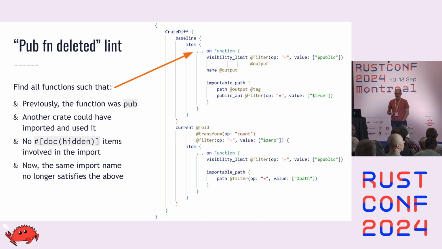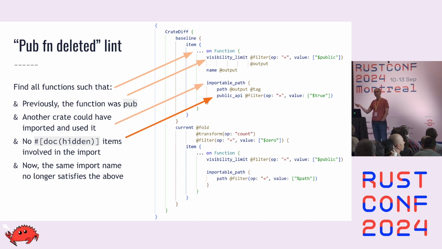And it says, find all functions inside the baseline that are public, because private functions can't cause breaking changes, that are importable publicly, so that another crate could have imported it and used it. This makes sure that we don't have, for example, a public function in a private module. We want to make sure that when we import them, that import is public API, so it's not doc hidden on itself, on a module, and a parent, and so on and so on.